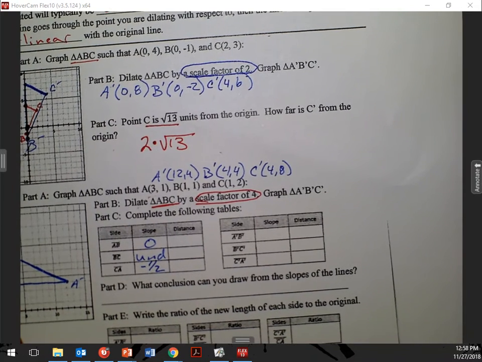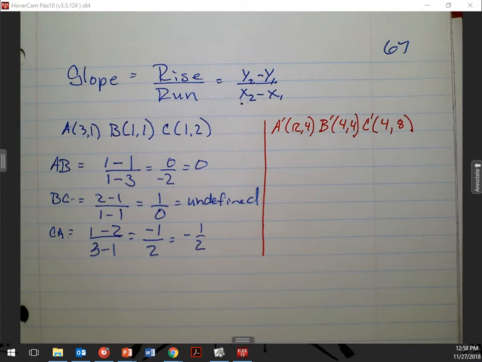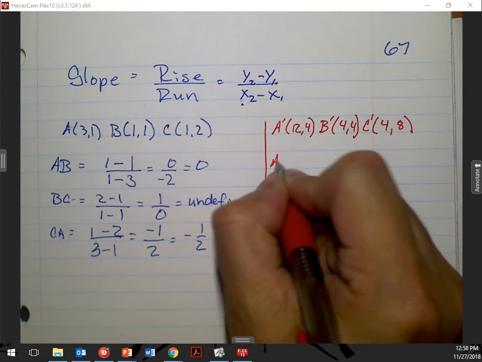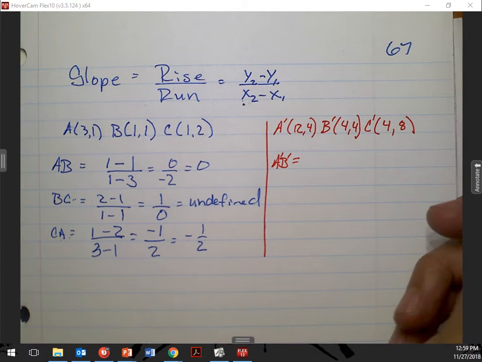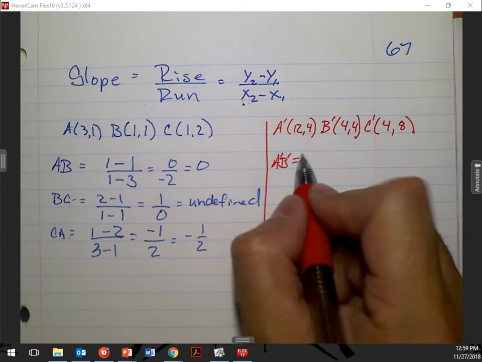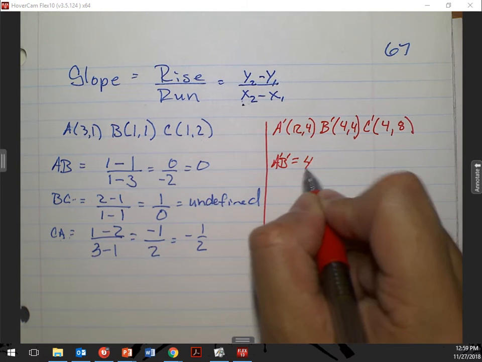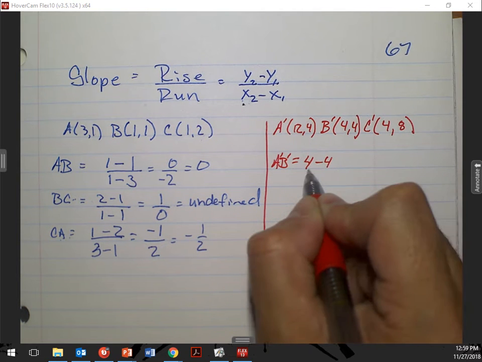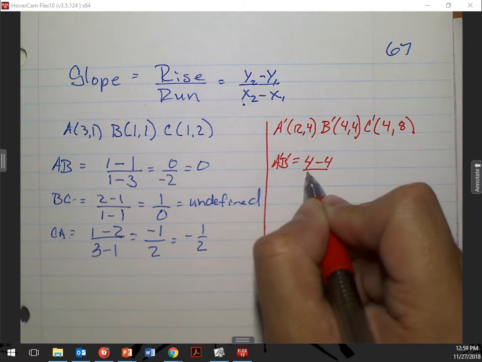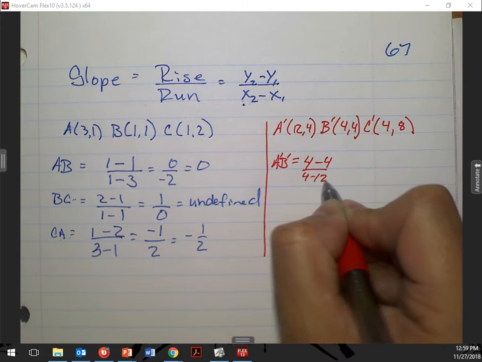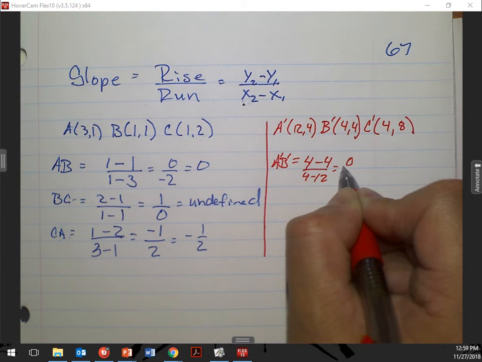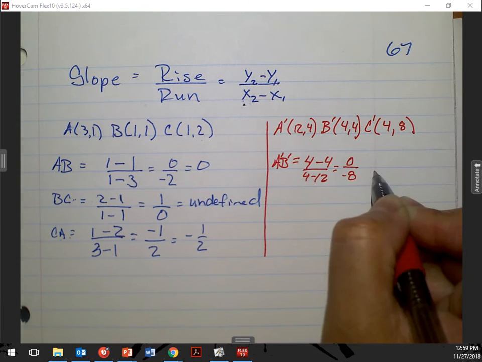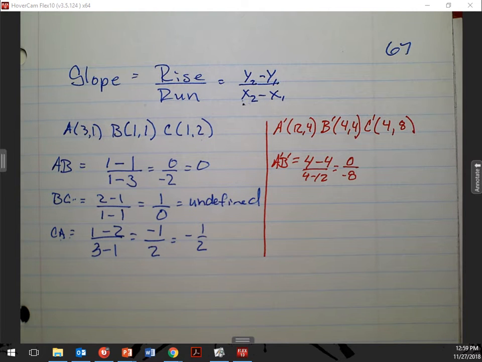So A prime and B prime. Okay, so first one. A prime, B prime. What am I writing? 4 minus 4 over 4 minus 12, which gives me 0 over negative 8, which gives me 0.